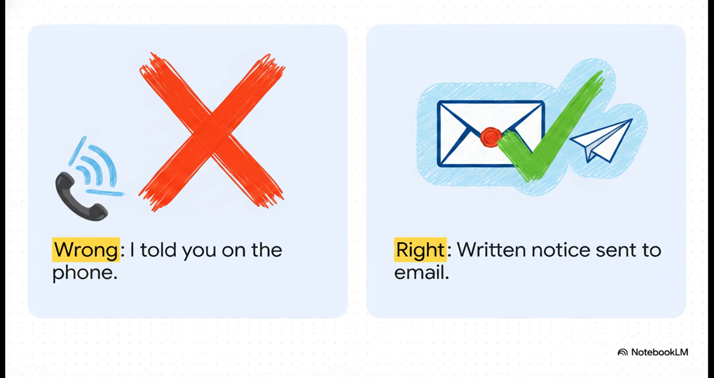You can't just shout, hey, I told you I wanted to cancel on the phone. That doesn't work. You have to follow the formal methods listed, like sending a written notice via registered post, courier, or to a highly specific email address. If you don't follow the exact rules in the notice clause, legally speaking, your communication might not even exist.